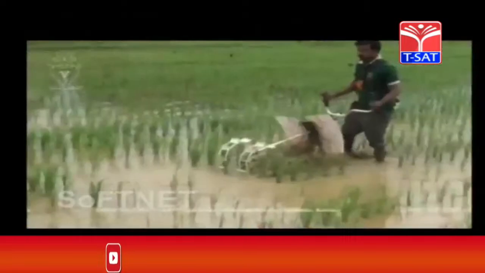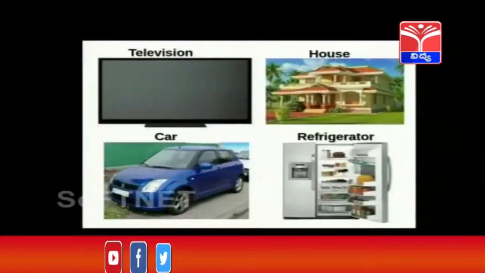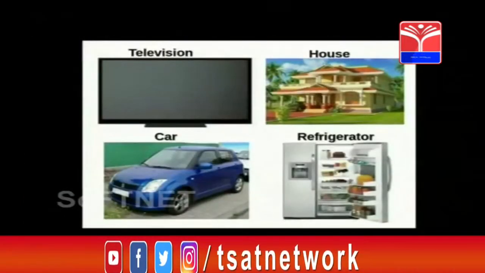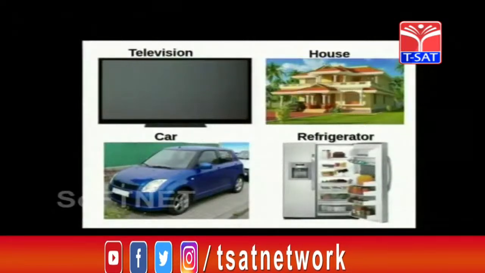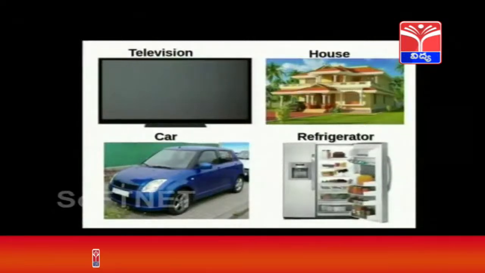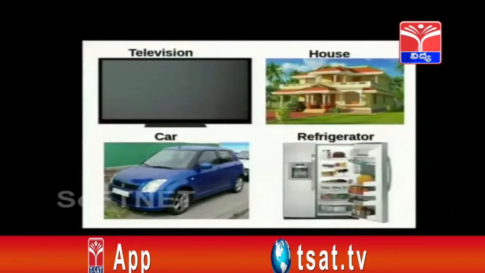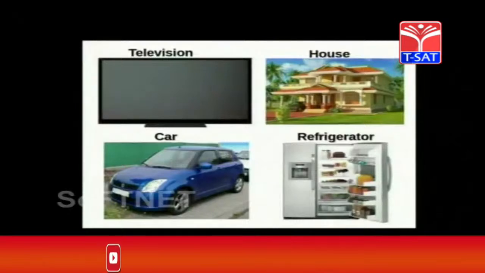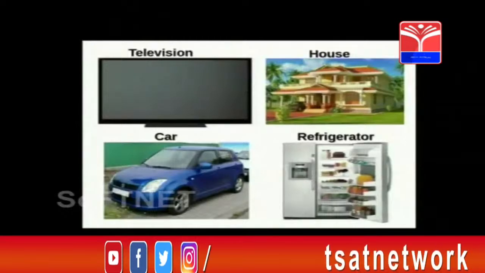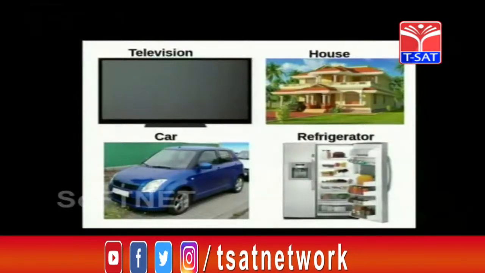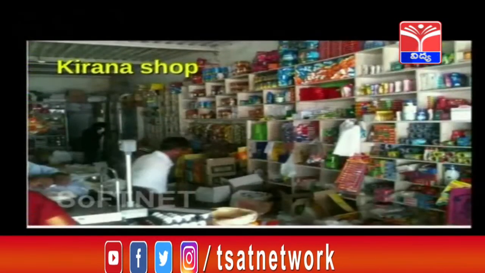These are the new forms of agriculture. Buying a television, housing loan, car loan, refrigerator. When we are going to buy these, we need to have a loan. Consumer goods in the market and arrangements for finance have also increased the variety of credit arrangements.